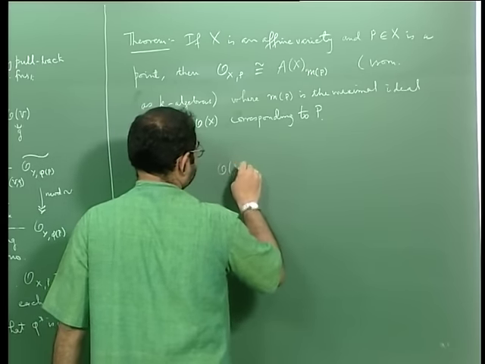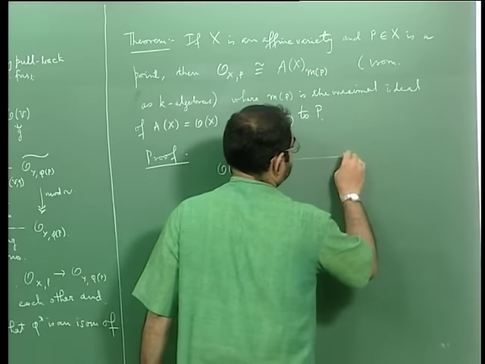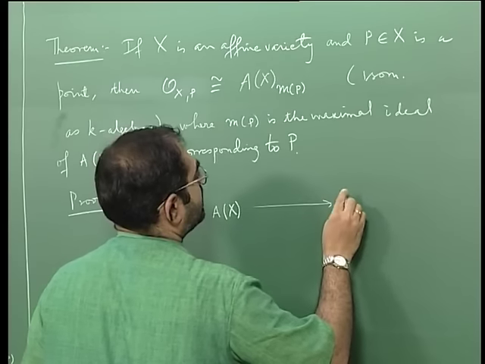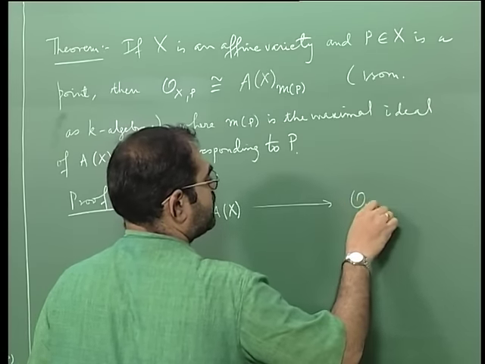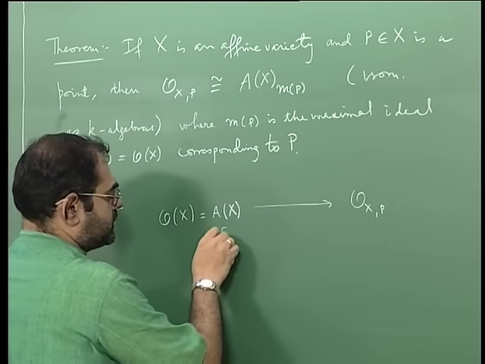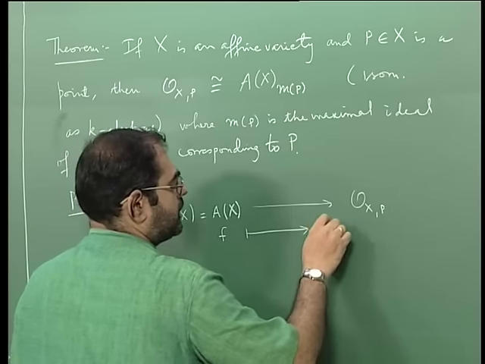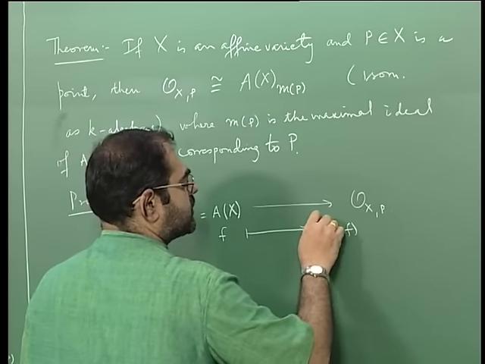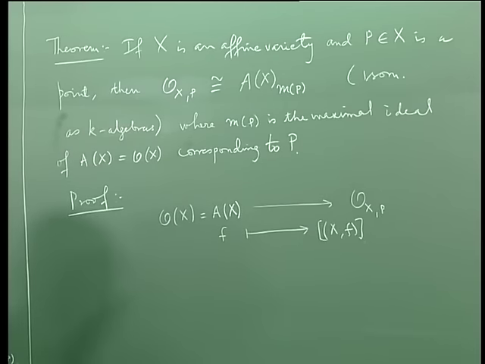The proof is, you have OX which is AX, okay, and from OX you have the following map into OXP. So here is my map. You give me any regular function f, you just send it to the germ of the pair x comma f. So simply send every regular function to its germ, okay.